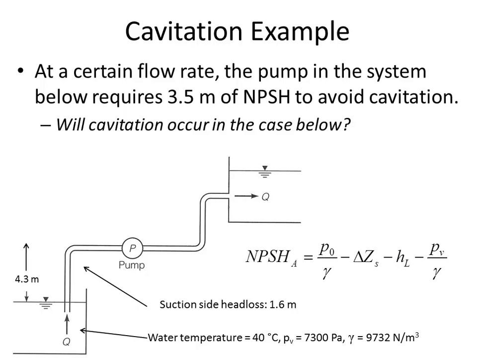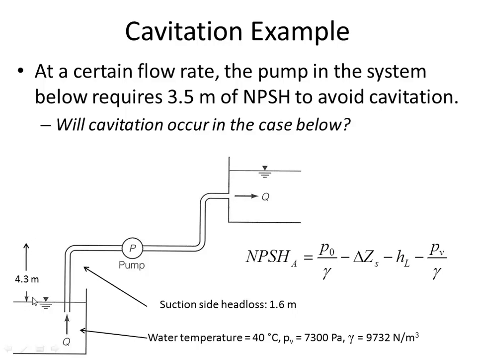In the system that's shown here, we know that the pump requires 3.5 meters of net positive suction head. That's a value that was looked up off of a manufacturer table for the flow rate in question. And so what we want to do is find out if cavitation occurs here. I'd like you to substitute in atmospheric pressure for the reservoir surface here. So P naught is just 101,325 pascals, typical sea level atmospheric pressure.